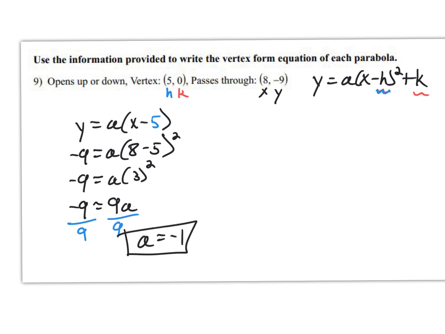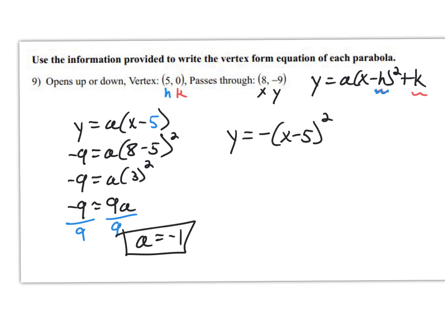Well, if a is negative 1, then we can take that and plug that into our vertex form of the equation, replacing a, and then we have our equation. So y equals negative 1. I'm just going to put a negative, and then (x minus 5) squared. I think I forgot that one there. So that would be the equation of the parabola that has a vertex of (5, 0) and goes through the point (8, -9).